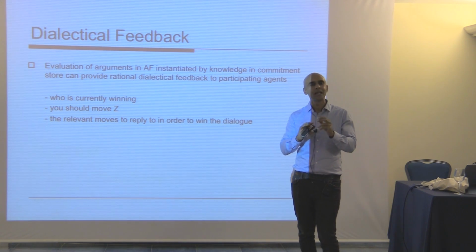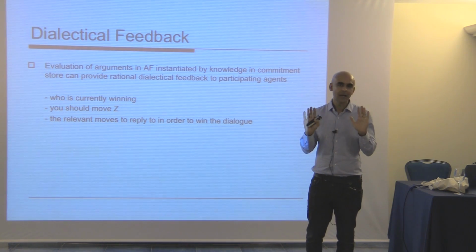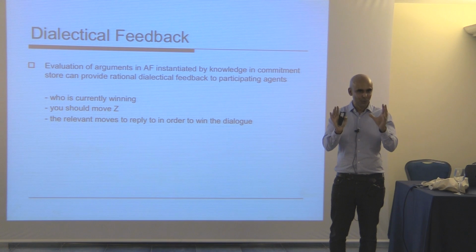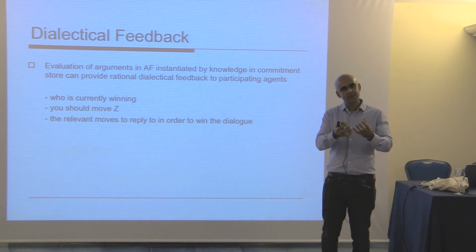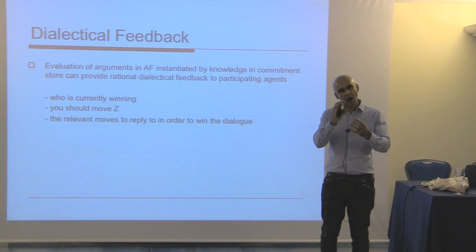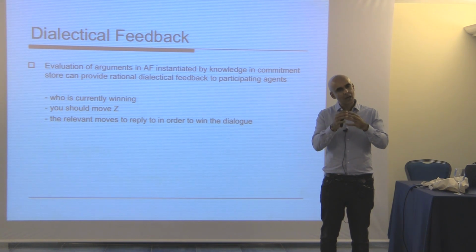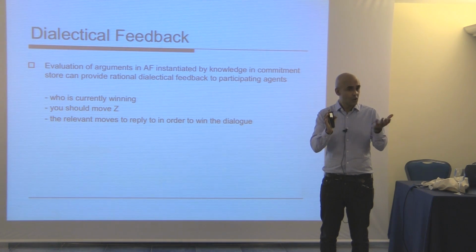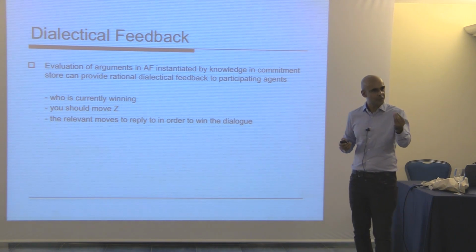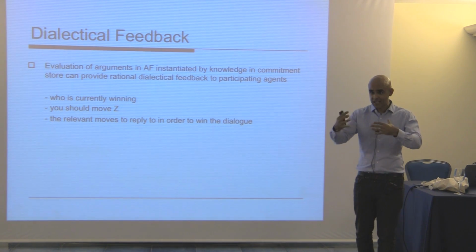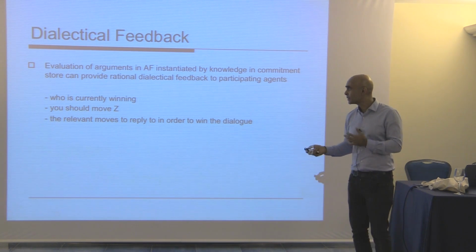Okay, so I'm now talking about, imagine not just automated agents, but human agents engaging in a dialogue, accepting the fact that they are playing by the rules of the protocol. Remember, the idea was that argumentation could be used to normatively or rationally guide rational debate and discussion amongst not just automated agents but human agents as well. So what kind of dialectical feedback does the evaluation of the arguments in the framework provide to the interlocutors debating? Here's some examples.